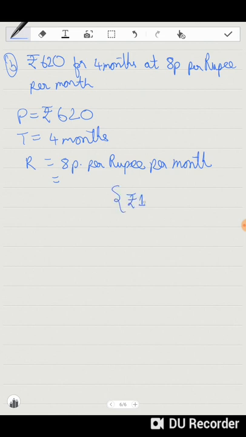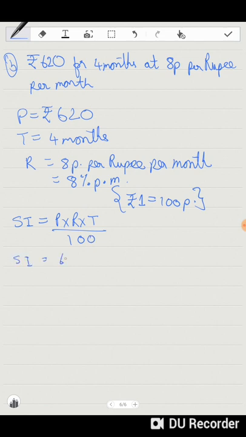So when we say per rupee per month, 8 paise, we know that 1 rupee is 100 paise. So this is nothing but 8% per month, because 8 paise is out of 100 paise, that is percent. Correct? Now since both time and rate are given in months, we don't need to convert them into years. We will simply find out simple interest using the formula principal into rate into time divided by 100. So that would be 620 into rate is 8, time is 4 months upon 100.